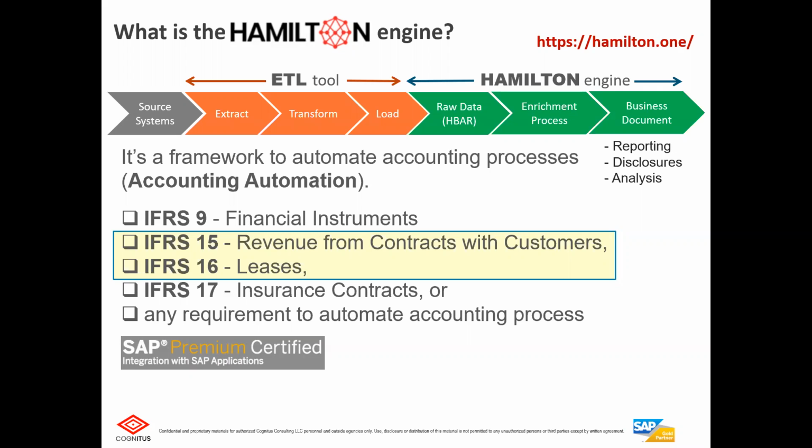So what Hamilton engine does is extract data from the different source systems, and it will be stored in the Hamilton engine business activity repository as raw data. The brain, which is represented as a logical set of rules, is responsible for enriching the raw data and creating the business document and also accounting document based on the predefined business rules.